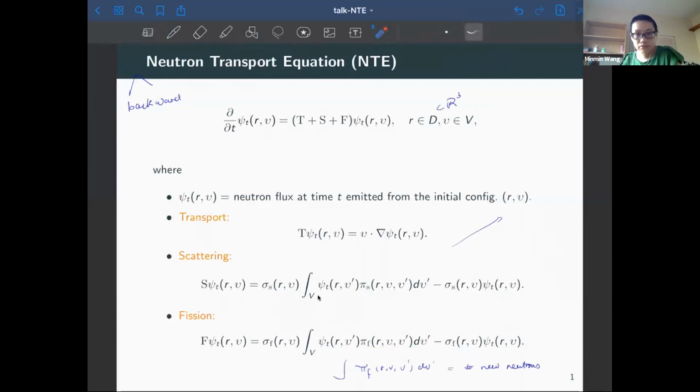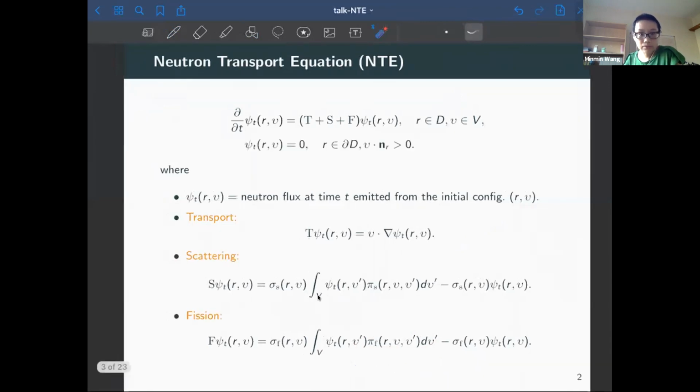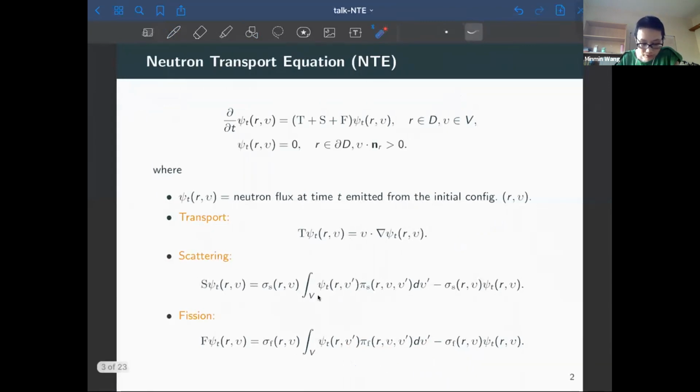This is what happens inside the nuclear reactor, and what happens at the boundary is that when a neutron leaves, it is killed immediately. This explains the boundary condition. Here n_r is the outward-facing normal vector. Together with the previous PDE, this gives the system of the neutron transport equation.